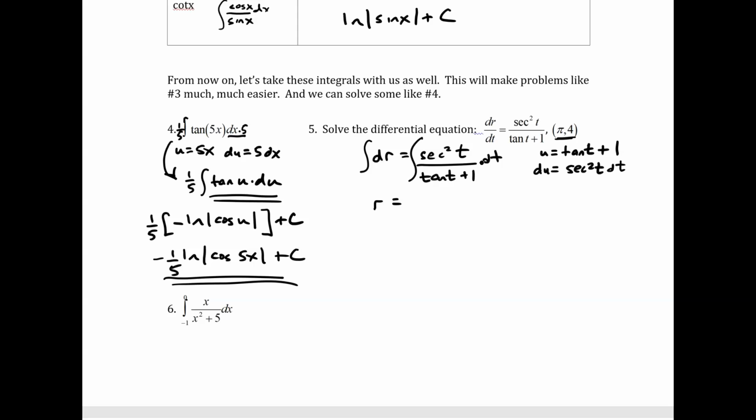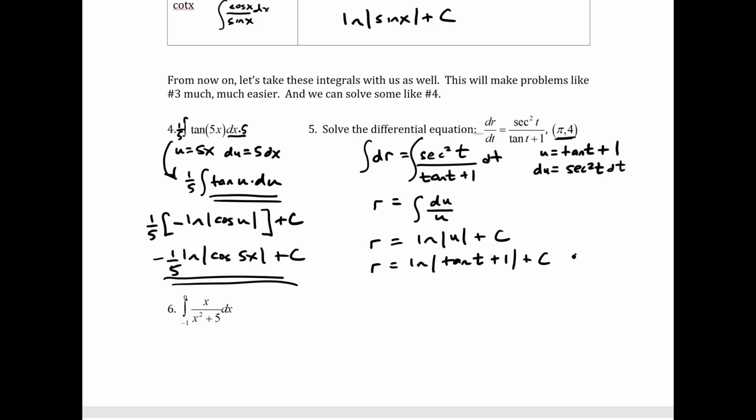So this actually works out to be r equals the integral of just du over u. So we get r equals natural log of the absolute value of u plus c. Let's plug back in what our u is equal to. So we have r equals natural log of the absolute value of tan of t plus 1 plus c.